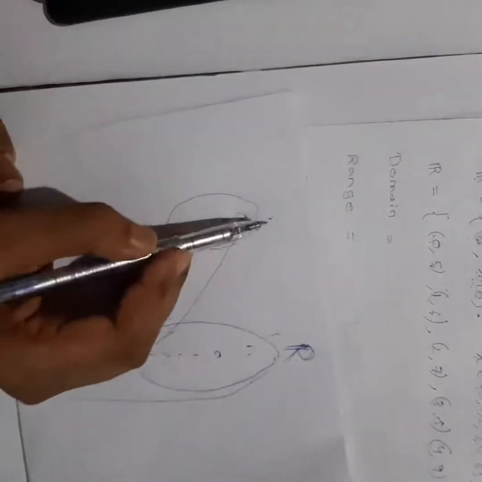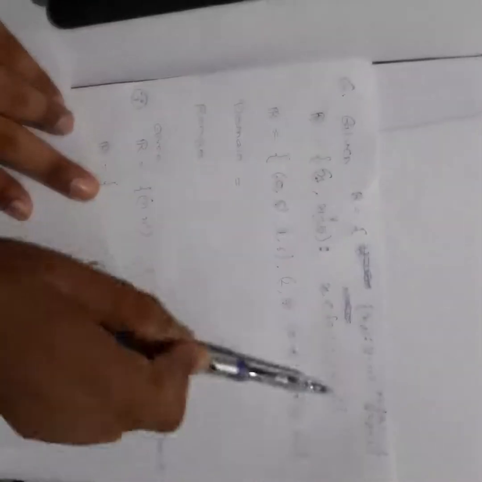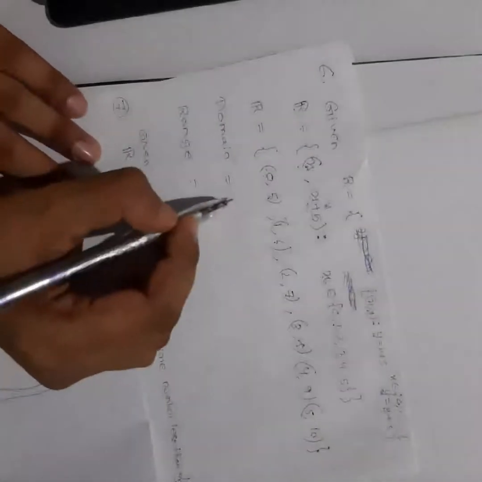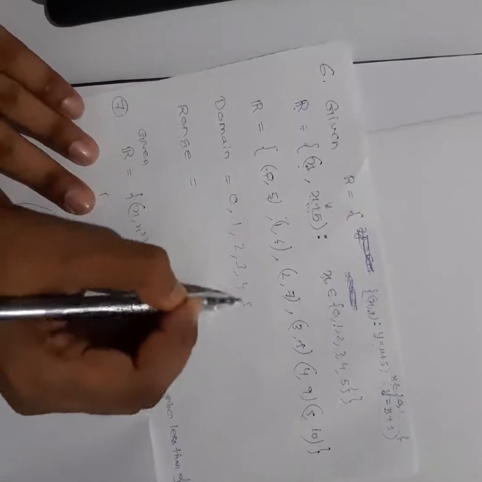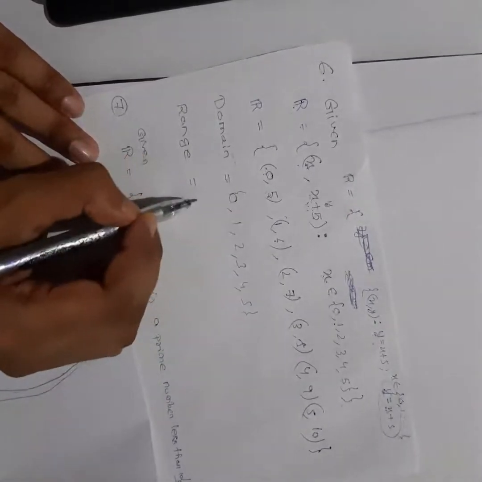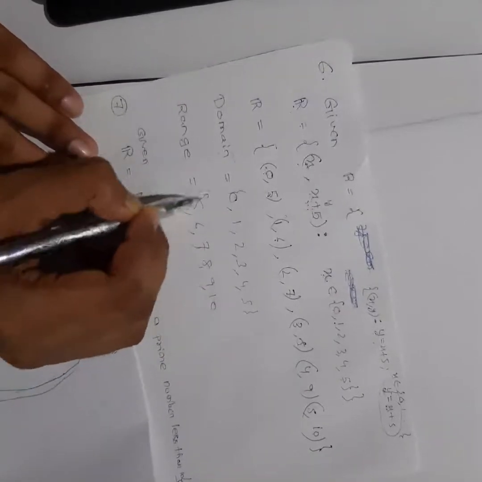So when they don't mention, we understand that it is a set of real numbers. Same goes with x also. If they don't give this one, we will understand that x belongs to real numbers. Okay, so from this domain you can easily write 0, 1, 2, 3, 4, 5. Okay, what about range? 5, 6, 7, 8, 9, 10. Okay, these are your range.